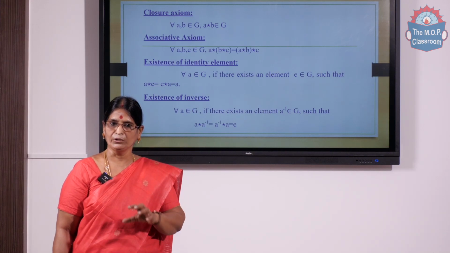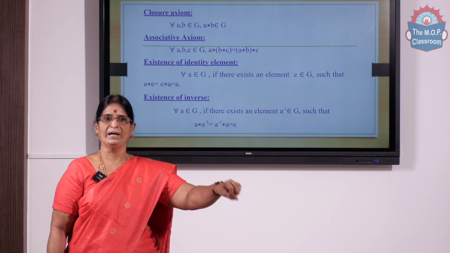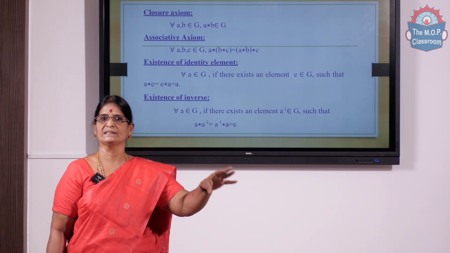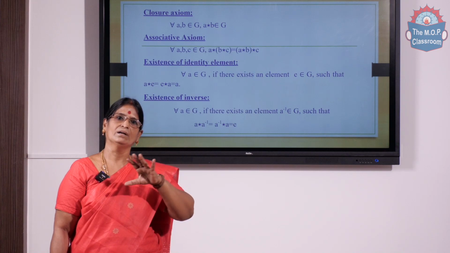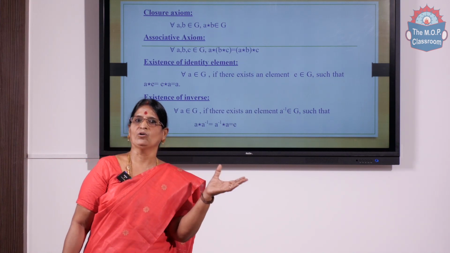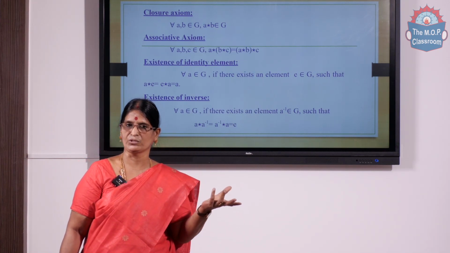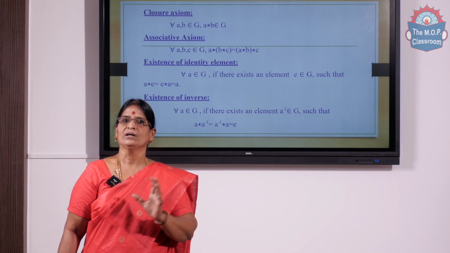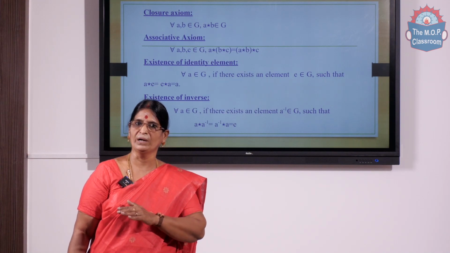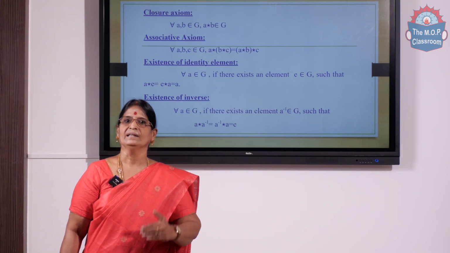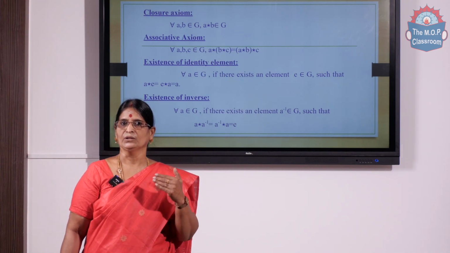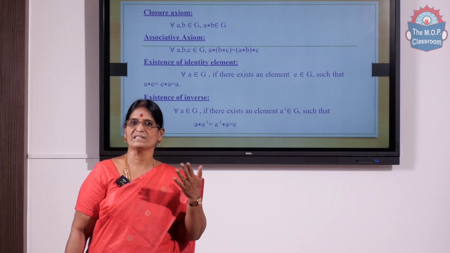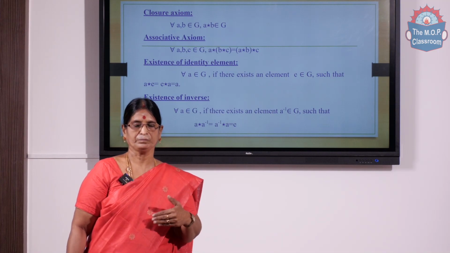To check, if you are given a non-empty set and one binary operation, whether it is multiplication, addition, subtraction, division, or even a combination of addition and multiplication, whatever binary operation is given, we apply the tests one by one on the set G. Then we get a new structure called a group. This is the first algebraic structure of a set.